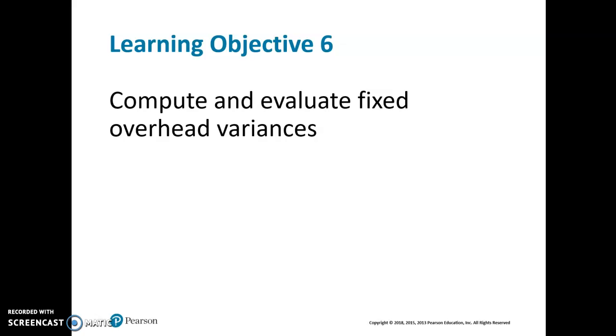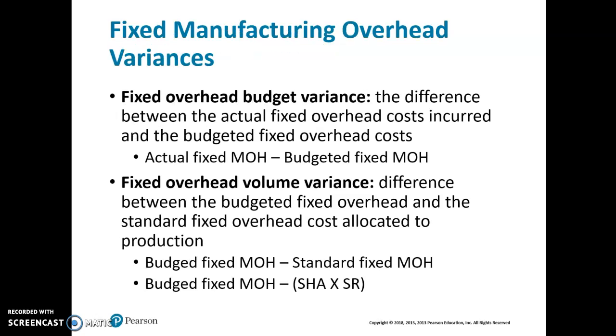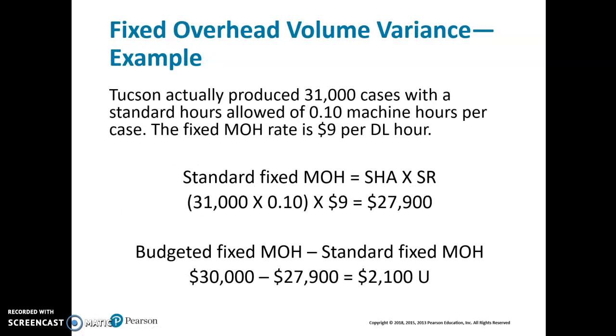Now fixed overhead is a little strange. For the fixed, we've got budget variance and volume variance. And the budget variance is the difference between the actual overhead costs incurred and the budgeted fixed overhead. Okay, as simple as that. Actual minus budgeted. The fixed overhead volume variance is a little bit different. That's the difference between the budgeted fixed overhead and the standard fixed overhead costs allocated to production. So budgeted fixed overhead minus the standard. So this would be standard hours allowed times the standard rate, and again based on our actual production.